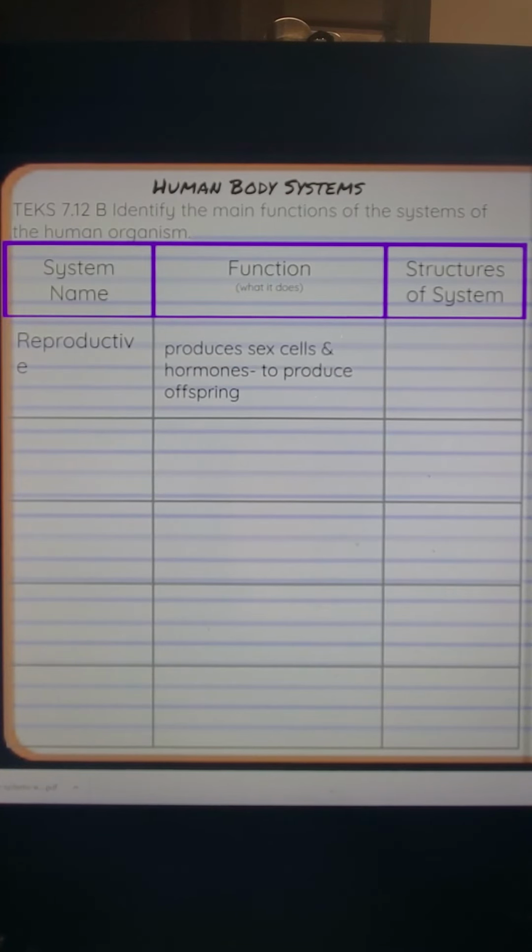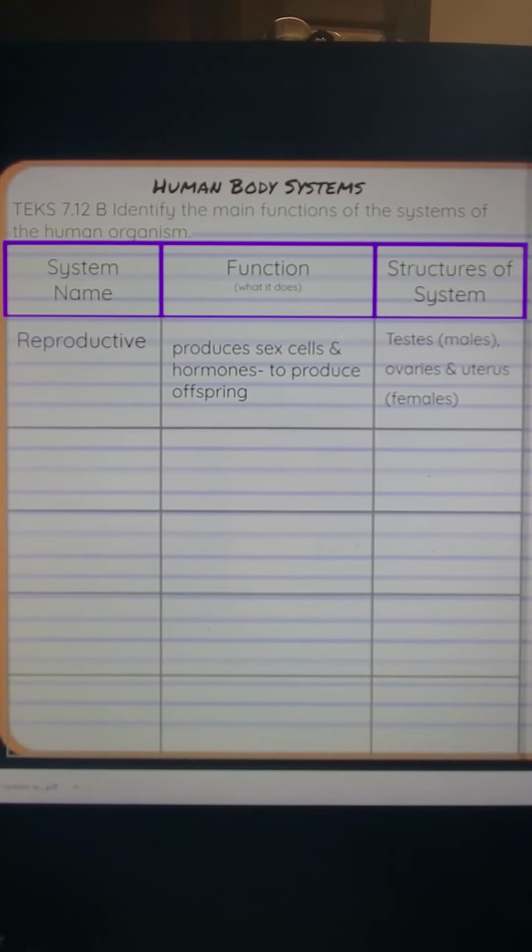So it says that the function of the system is to produce sex cells and hormones, and ultimately to produce offspring. The structures that you have to know for this unit are the testes, which are found in males, and the ovaries and uterus, which are found in females. And we'll talk a little bit more about those.